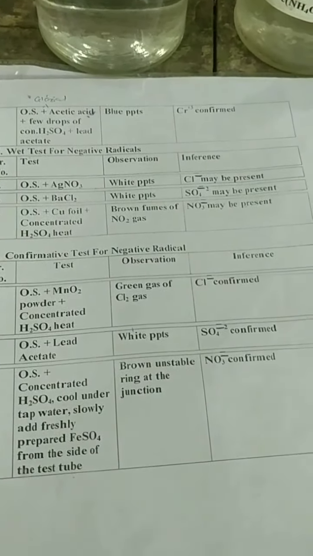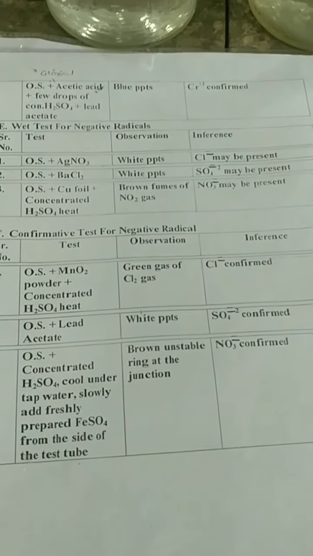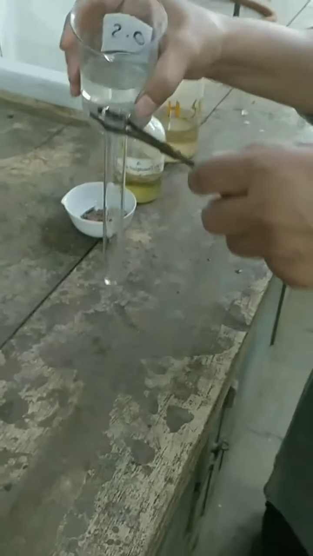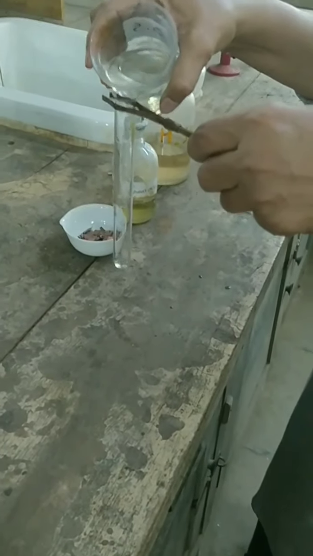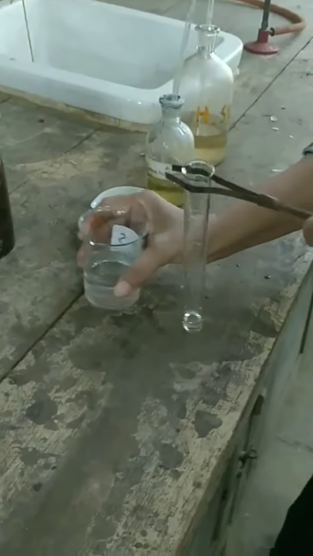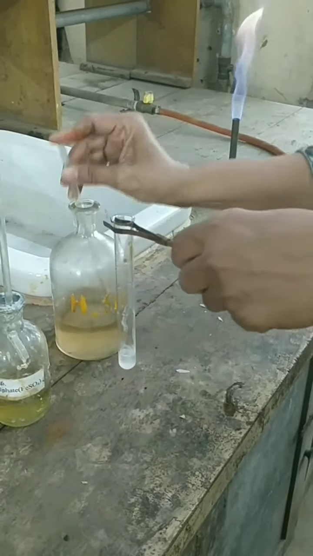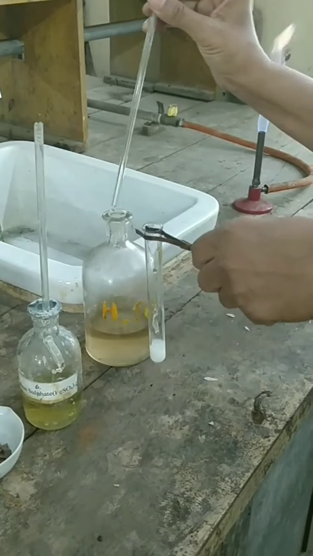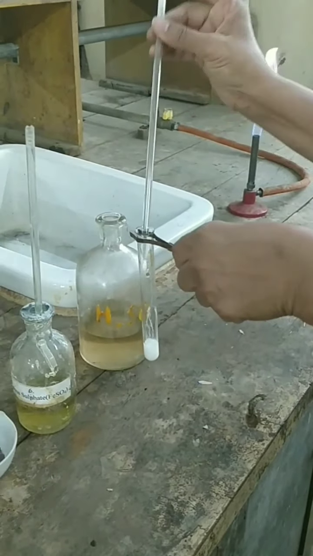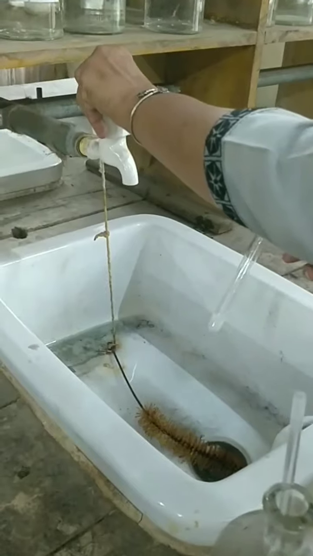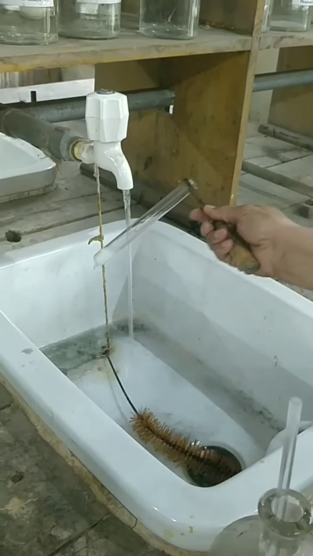Now we will do the F part, that is confirmative test for the negative radical. In this we will do the confirmative test for nitrate. For this we will take a little amount of OS in a test tube. Then we will add concentrated H2SO4. Then we will cool the test tube under the tap water.